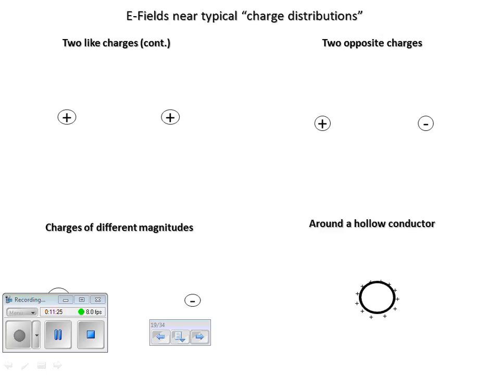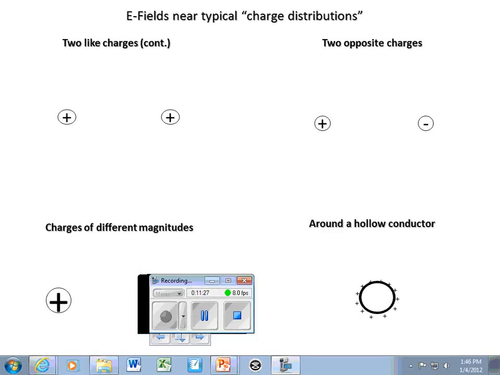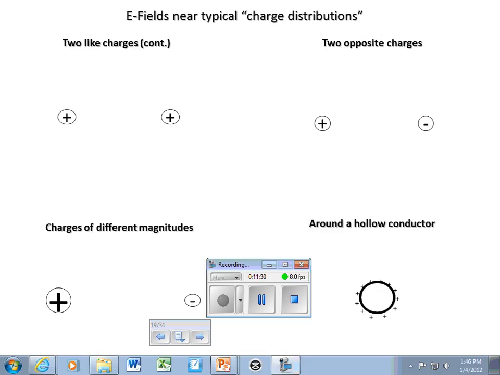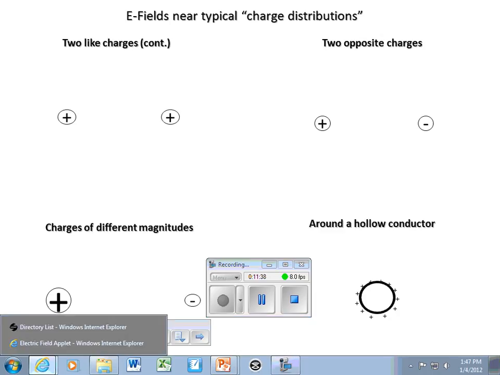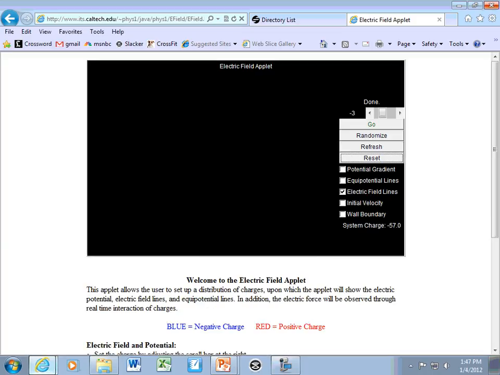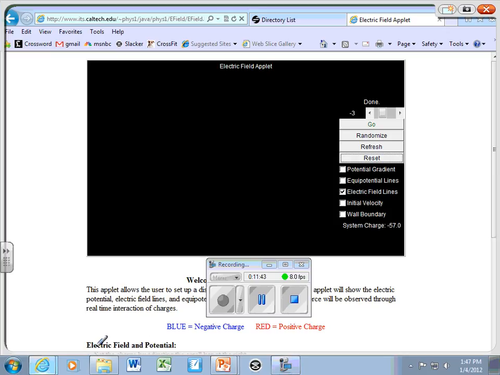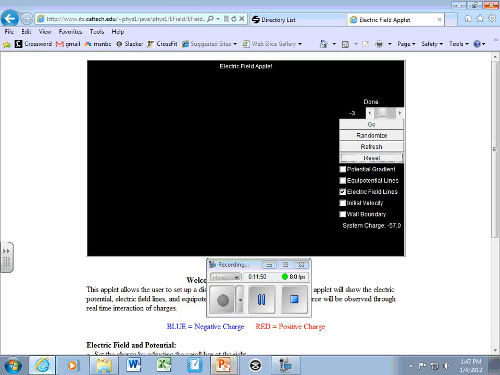Now, hopefully we're comfortable with fields near point charges. All right, we need to deal with fields around typical, what I call charge distributions. So to walk you through this, I Googled electric field applet. You Google electric field applet, the first hit is a Caltech site. You launch it. You've got to be patient. It takes a while. Notice what things on the right are checked and unchecked. What it allows you to do is place charges on the applet.